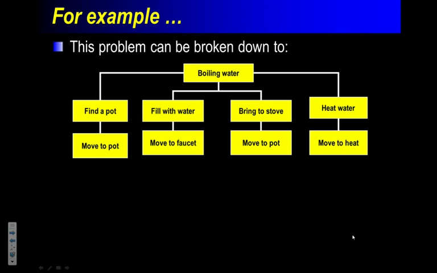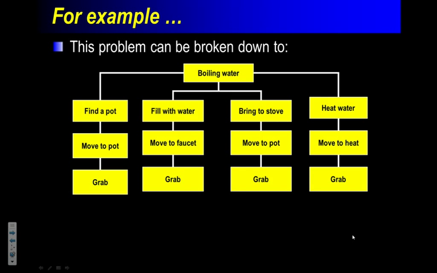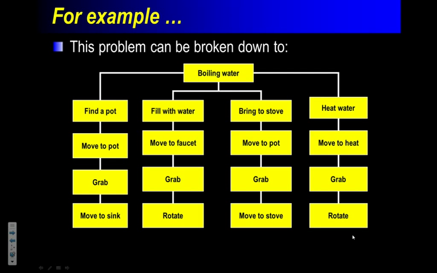To find a pot, I got to move to the pot. Okay, here's the pot, I'll move to it, right? Move to the faucet, move to the pot, move to the heat. I'm going to have to grab those objects, right? Grab the pot, grab the faucet, grab the pot again, and grab the controls on the stove, right? I'm grabbing something. And then I'll move to the sink, rotate the handle, move to the stove, rotate the knob on the stove. It's a real basic breakdown of the tasks of boiling water, but what you see in this is repeated instructions. I'm grabbing multiple times here.